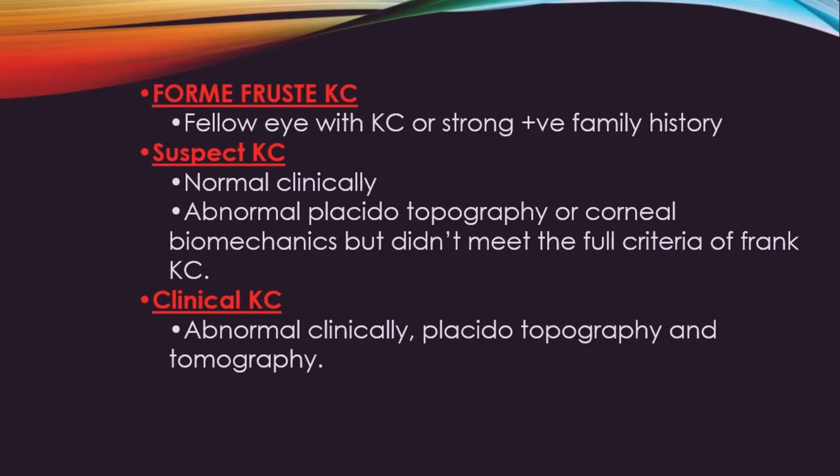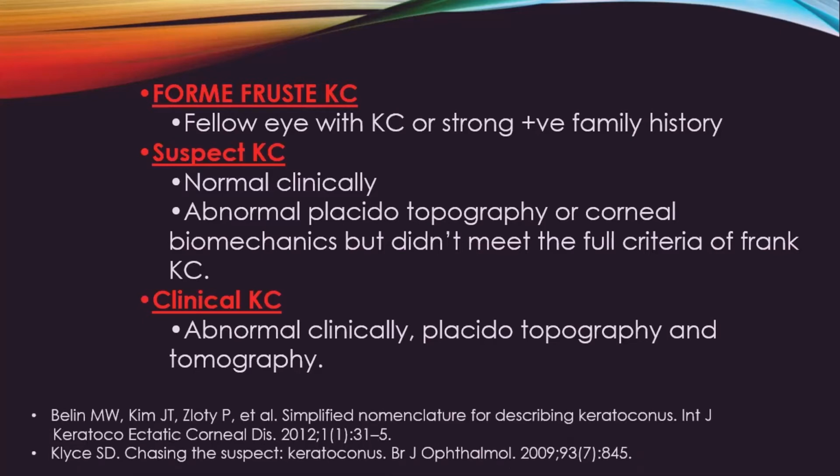For example, in a suspect case we can see thinning with abnormal topography, but we don't see a posterior elevation yet, so it did not meet the full criteria, or the thinnest location displacement is not full yet. We can see a difference between both eyes in the thinnest location and the Kmax, but it has not become evident clinically. And the clinical keratoconus, we all know about it. So these are the sources for the definitions.